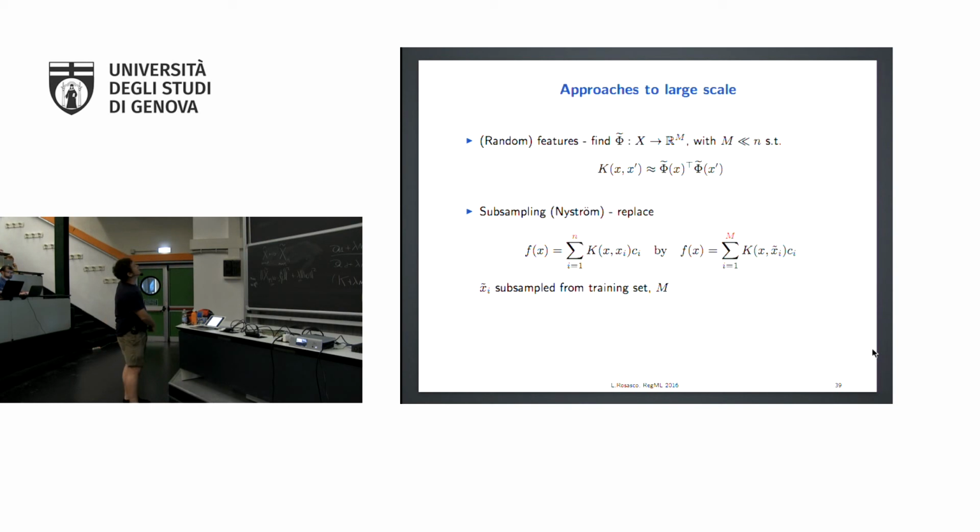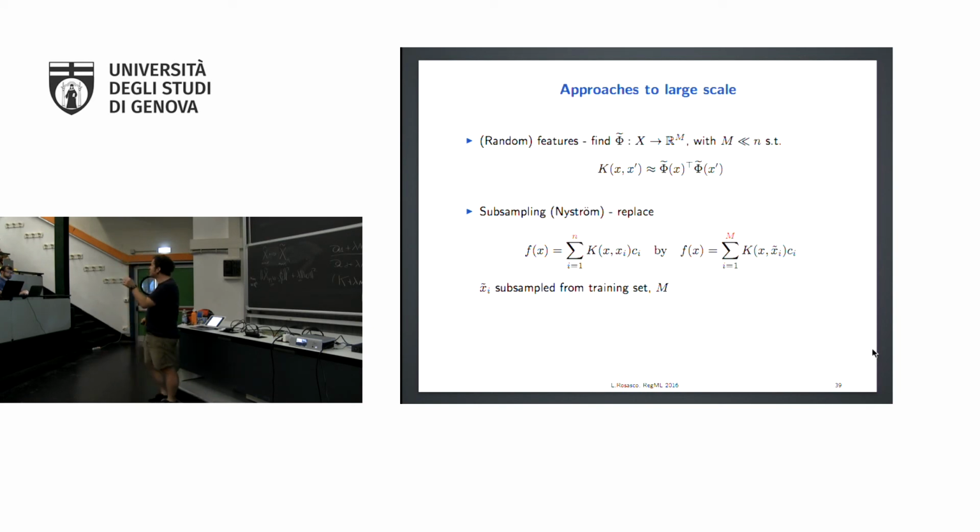Another approach is subsampling. The idea here is, remember that we have these representer theorems that tell us that our solution looks like this. It's a linear combination of the kernels centered at the training set points. So what if, inside the training set points, I choose only m of them? Be careful. I'm not throwing away data. I have n points. I choose m of them to represent my function.